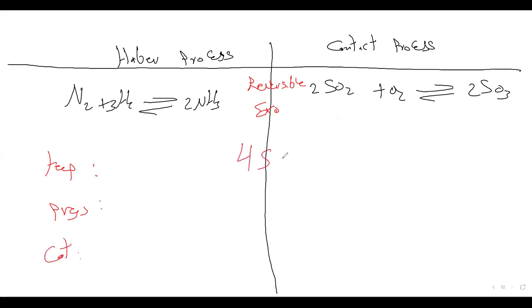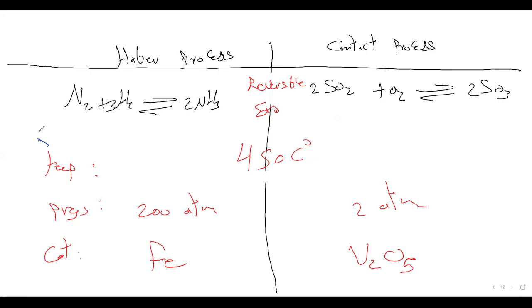Temperature is 450 degrees Celsius for both. Pressure is 200 atmospheres for the first and 2 for the second. The catalyst is iron for one and vanadium pentoxide for the other. In these conditions, we are using low temperature, high pressure, and adding a catalyst. Explain why.